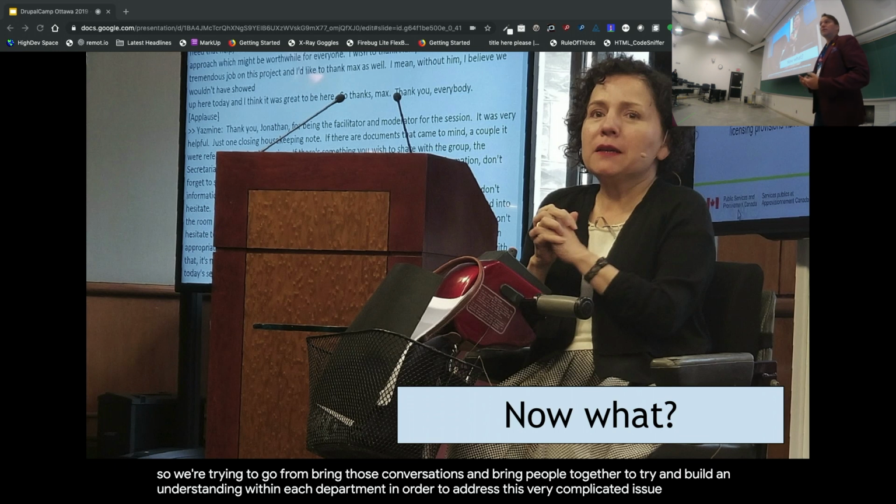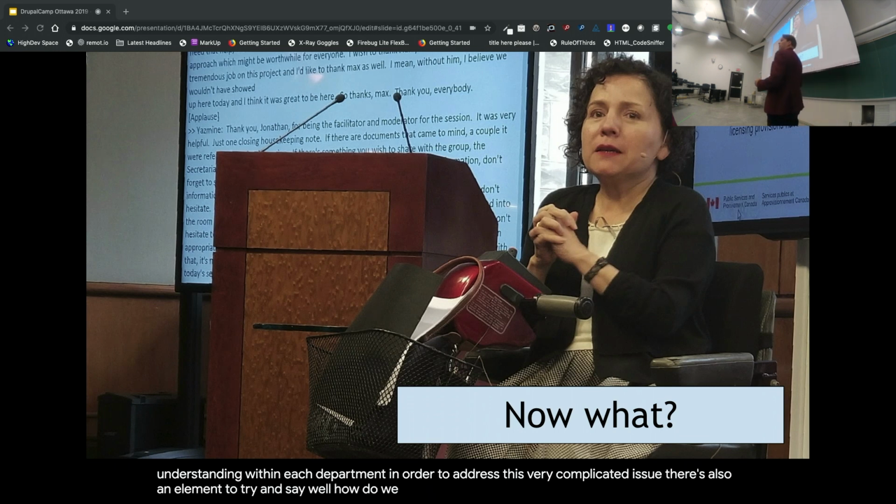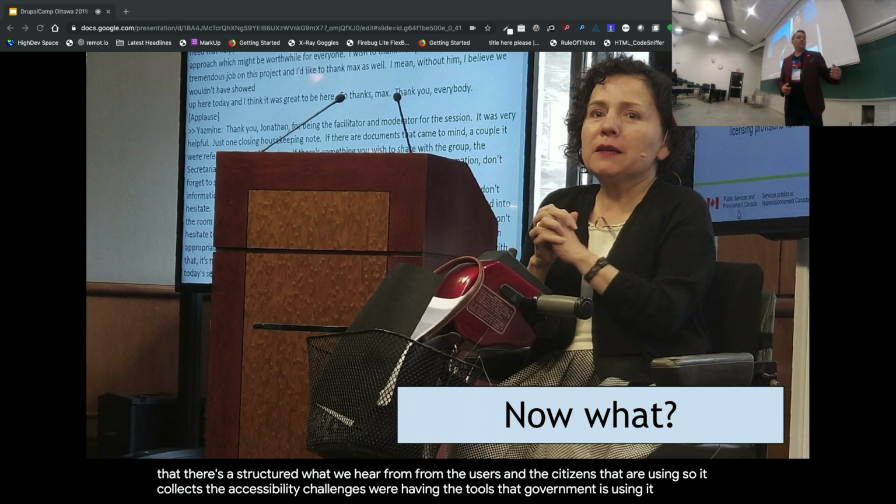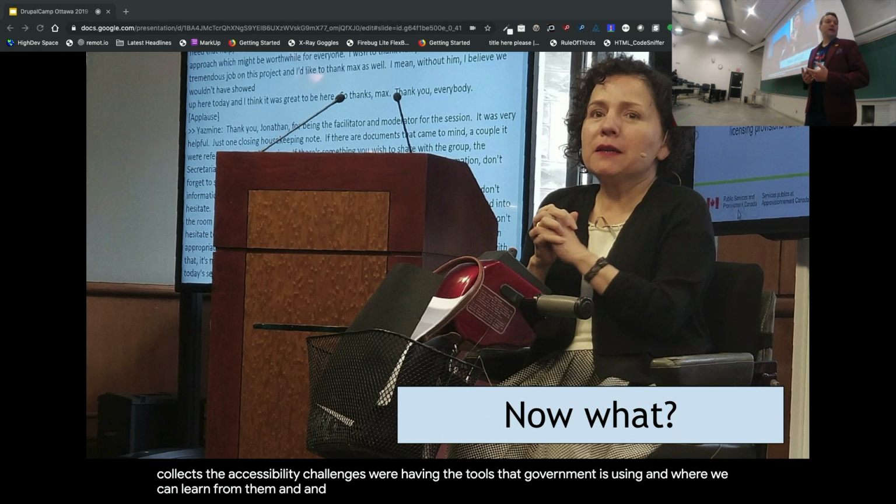There's also an element to try and say, well, how do we make sure that we get feedback? How do we make sure that there's a structure to hear from the users and the citizens that are using these tools and technologies, to say, are they meeting their needs? Is there a way to collect the accessibility challenges that we're having in the tools that the government is using, and where we can learn from them? And finally, how do we create reports to mark the progress on this, to keep that sense of having measurable progress towards the goal.